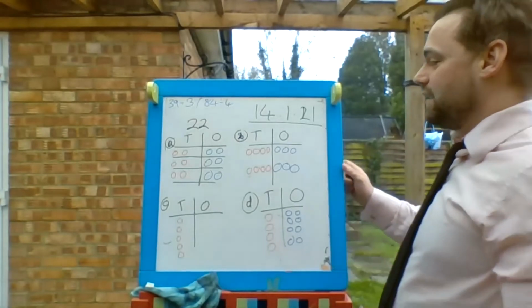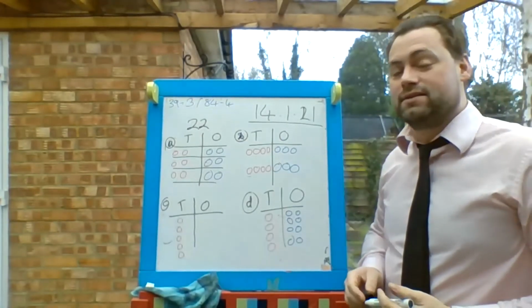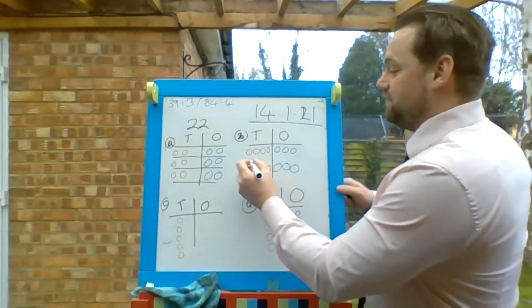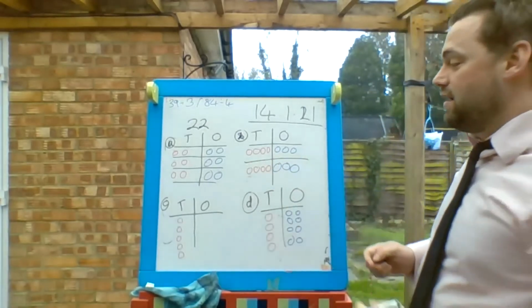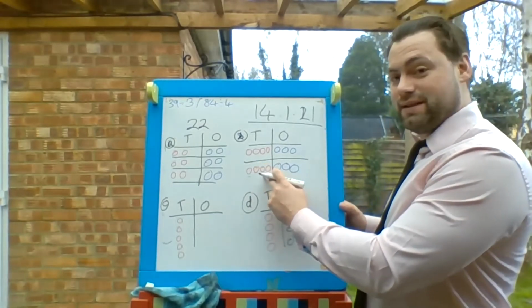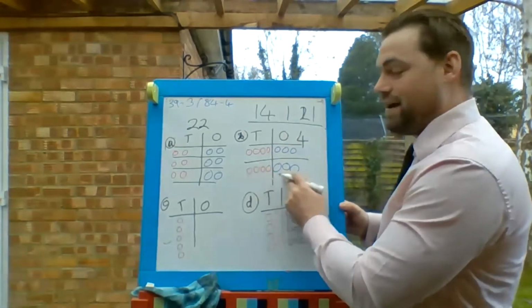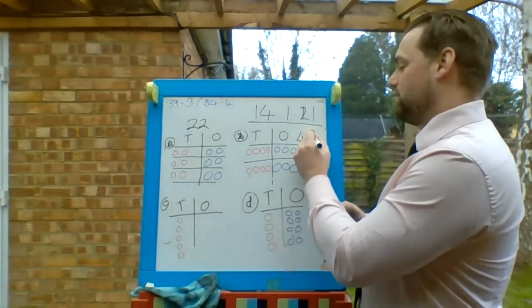For B, okay, we had 8 10s and 6 1s, so 86 divided into 2 groups. And when we divide it into 2 groups, we end up having 4 10s, so 40, and 3 in each group.